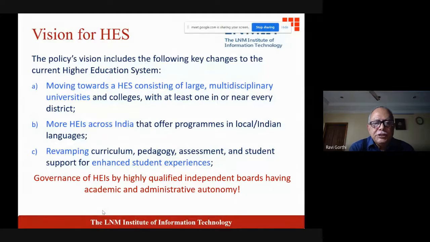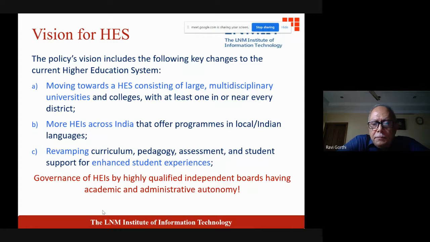The vision for higher education, the policy vision, includes the following key changes to the current higher education system. Moving towards a higher education system consisting of large multidisciplinary universities with multidisciplinary offerings. More higher education institutes across India that offer programs in local Indian languages, simultaneously to the ones that we have, most of which are offered in English.